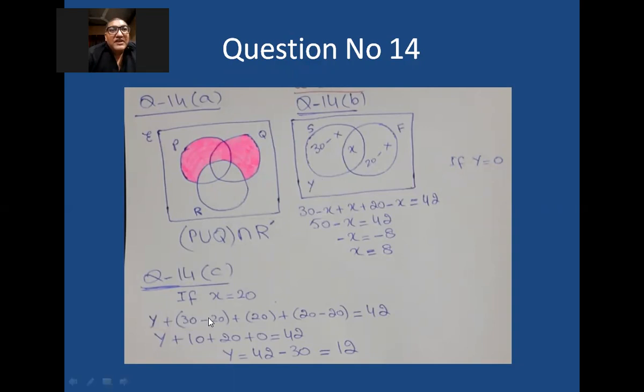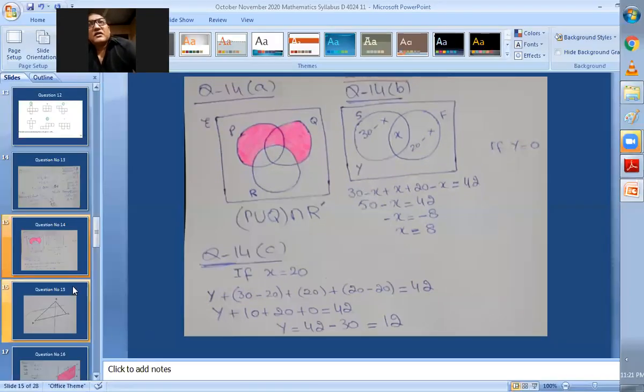So I will have Y plus 30 minus 20 plus 20 plus 20 minus 20 equals 42. So Y plus this will be 10, this will be 20, this will be 0, equals 42. So I will have Y equals 42 minus 30, which is 12. So the maximum possible people who do not speak any language will be 12. This situation comes if, let me show you for your understanding.